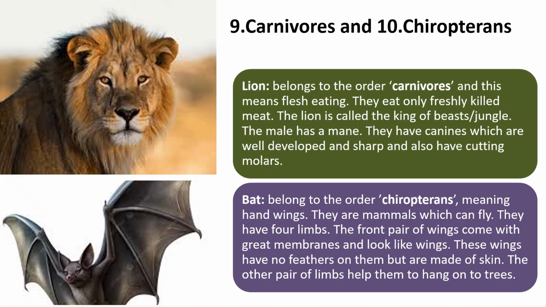The bat belongs to the order Chiroptera, meaning hand wings. They are mammals which can fly. They have 4 limbs. The front pair of wings come with great membranes and look like wings. These wings have no feathers on them but are made of skin. The other pair of limbs help them to hang on to trees.